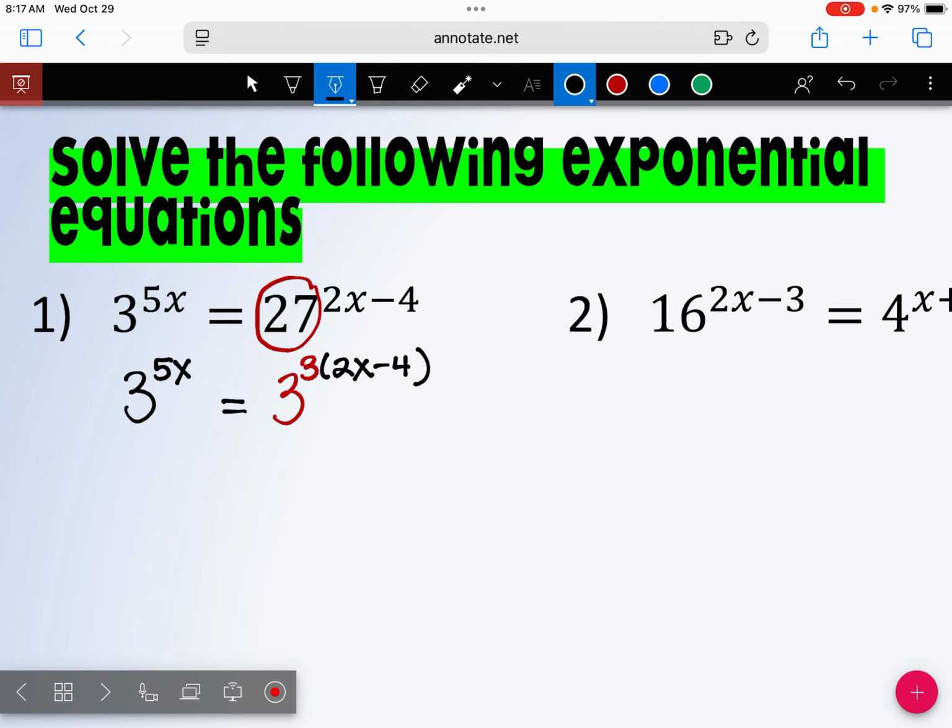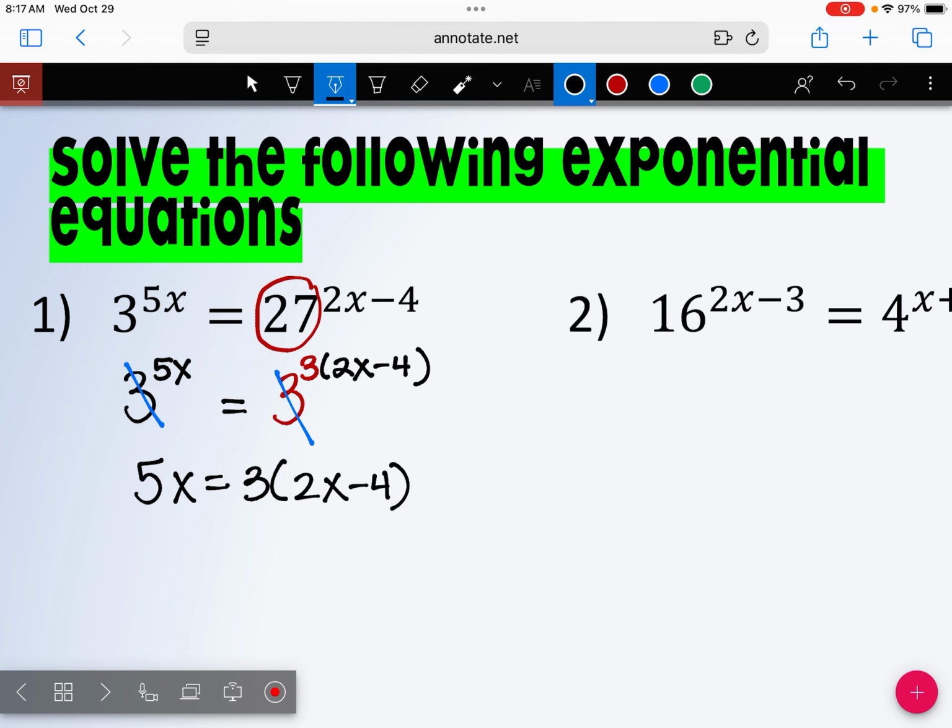Does everybody understand why it's 3 to the power of 3 and not 3 to the power of 9? A lot of times they say, oh, 3 times 9 is 27. No, we're talking about a power. All right, so now that we have the same base, we can drop the base. The base of 3 goes away. So we just have 5x equals 3 times 2x minus 4.